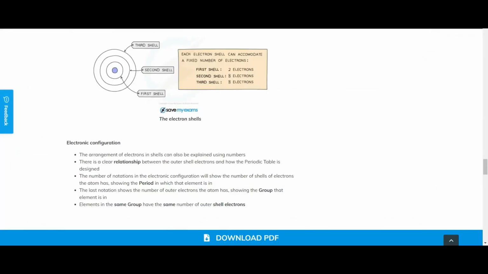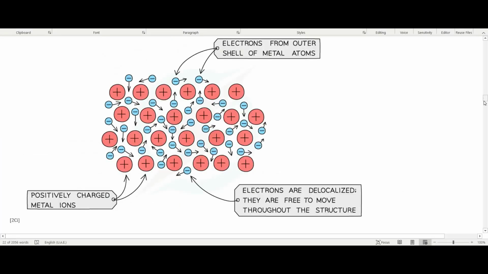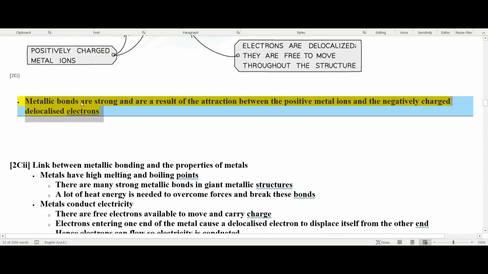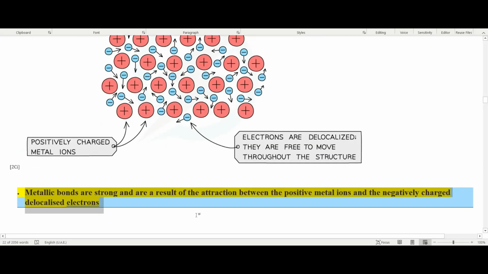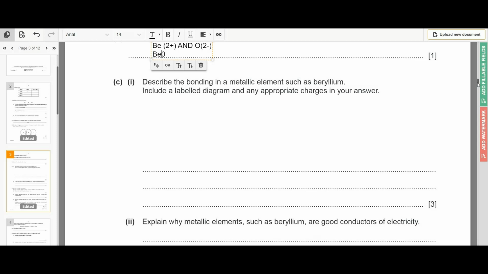You also need to give a statement, and you can see here what statement you are required to give. Now let me show you. These metallic bonds are strong and are the result of the attraction between the positive metal ions and negatively charged delocalized electrons. So this diagram with the labeling and this statement you are required to give in order to secure 3 marks. I hope you're getting me.